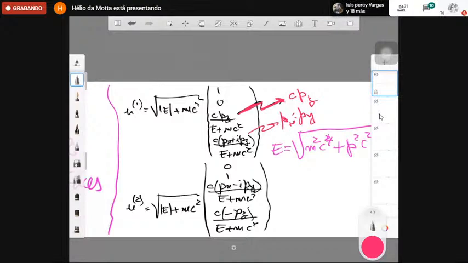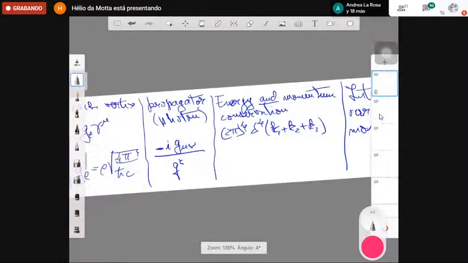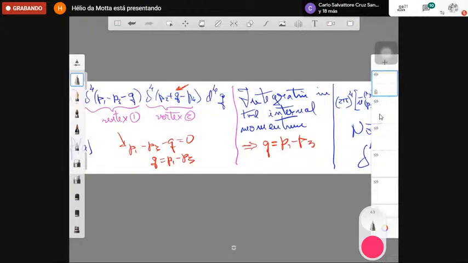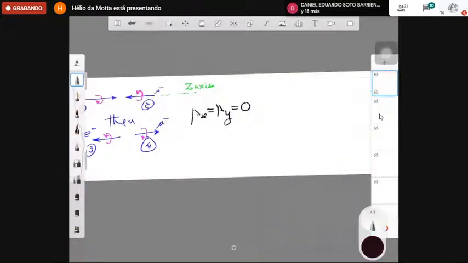And here we have PZ, but remember, since the way they defined the problem, all the momentum is in the z direction. So PZ is just the modulus of the momentum. So when we have C times PZ, you just have C times the momentum of the particle. That's exactly what we're going to do here.